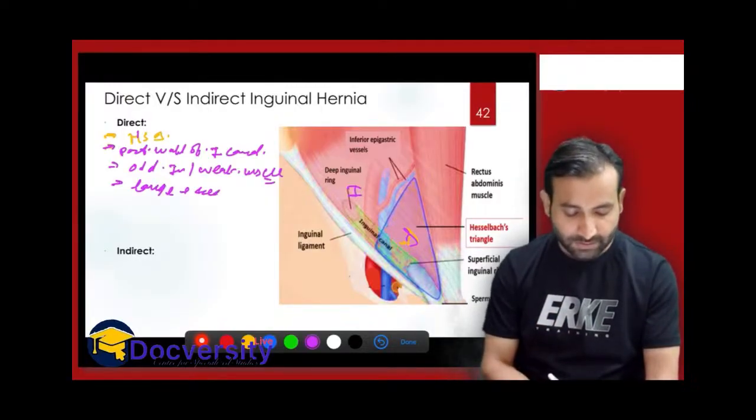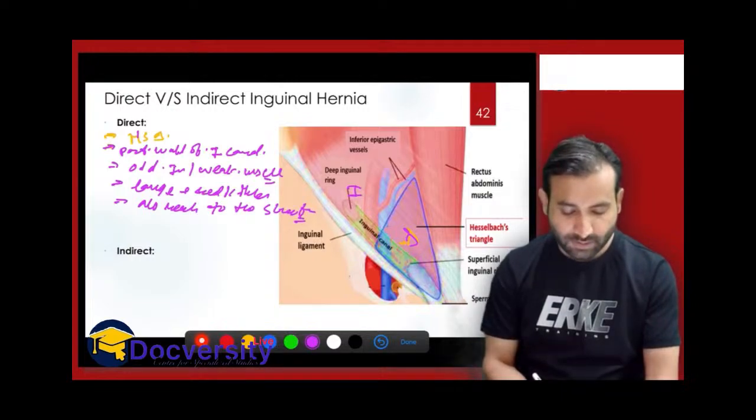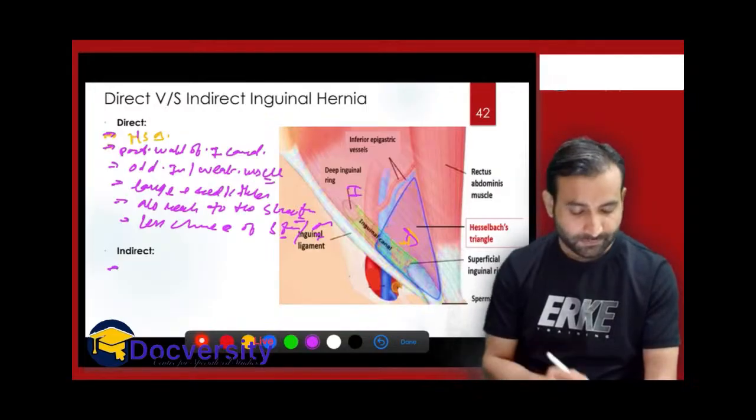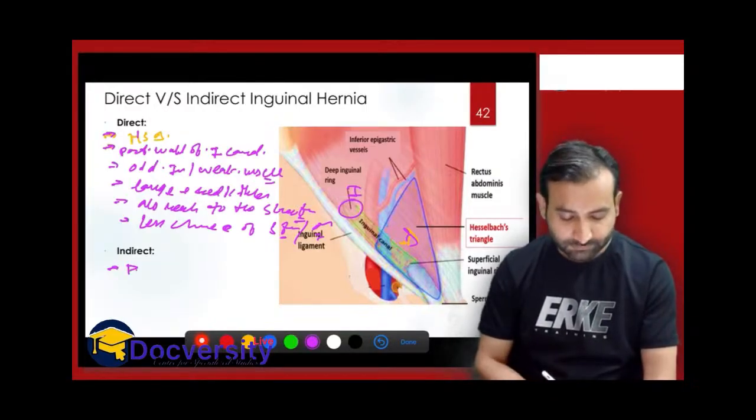Another point, it is large. The sac is large and it is reducible. It is large, so it does not reach to the scrotum. No reach to the scrotum. Is that okay? And less chance of strangulation and obstruction. Okay, this is the direct inguinal hernia.